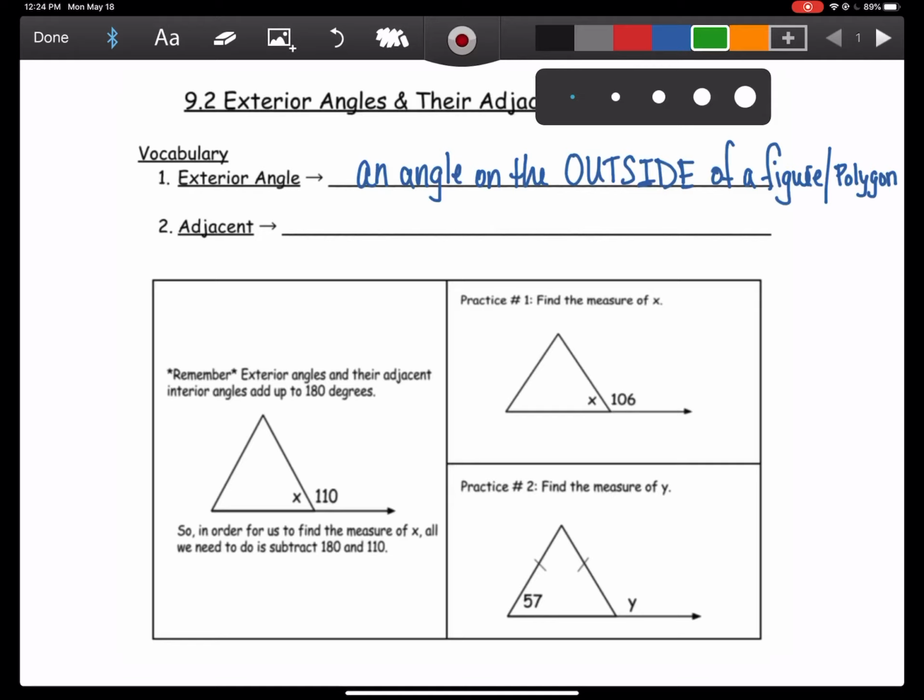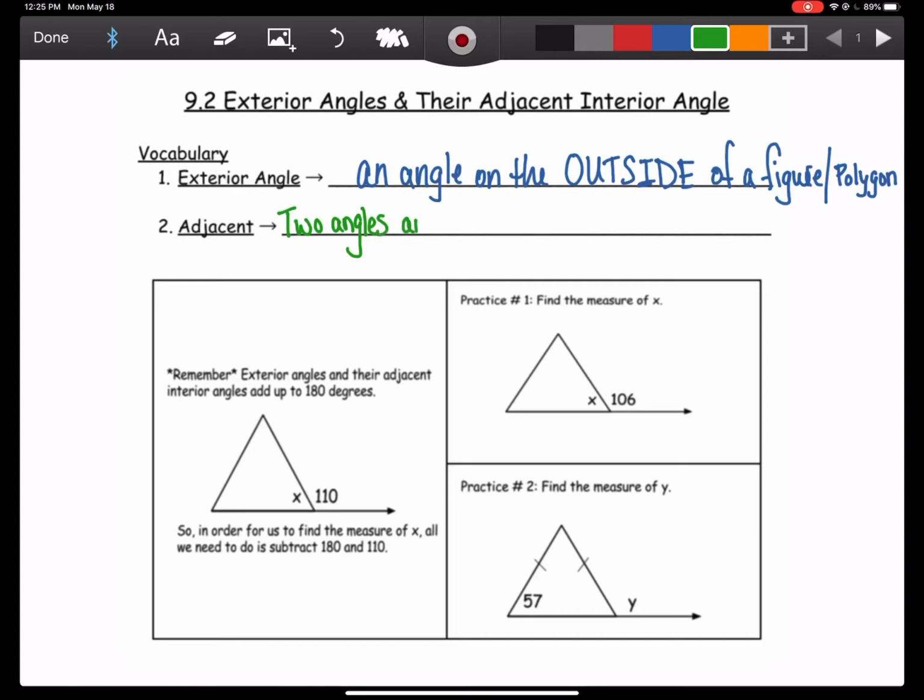So we're going to write it like, two angles are adjacent if. Let's start with that. Keep it small. Two angles are adjacent if they are, and we're going to write this next part in capital letters, NEXT TO each other.